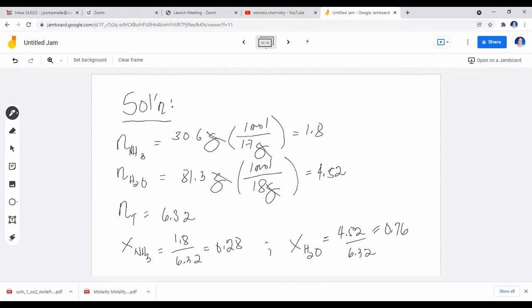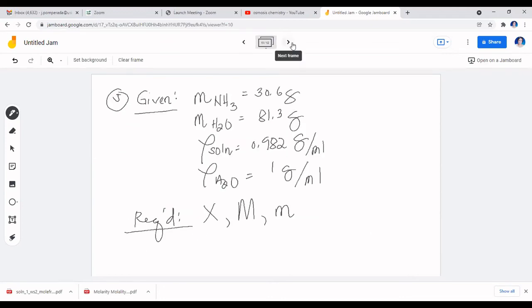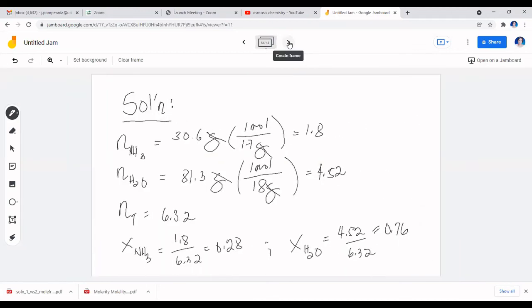Now, we're done with the mole fraction. Okay, mole fraction. We go to molarity. It should be 0.72 because it will go beyond 1. 0.72. Okay. Thank you, Kesel.